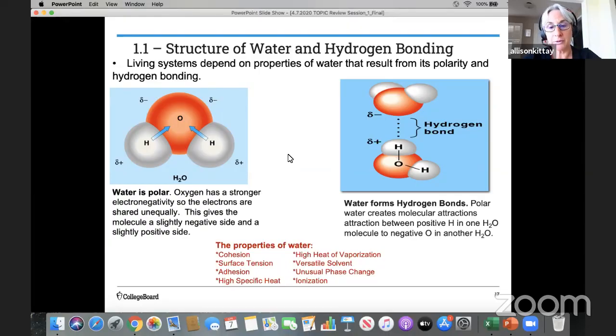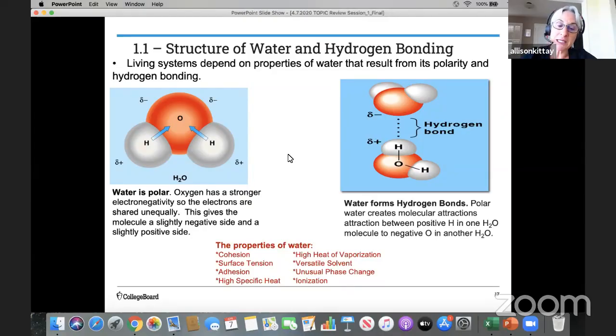with other water molecules. As a result of water being polar and forming hydrogen bonds, a number of properties of water emerge that are very important to life on Earth. I'm going to go into more detail about the first 3 that you see there: cohesion, surface tension, and adhesion. But I'd also like to mention high specific heat and high heat of vaporization. Water is versatile, in fact termed the universal solvent. It is excellent at dissolving polar molecules. It has an unusual phase change, which I'll explain in a minute, and water ionizes.